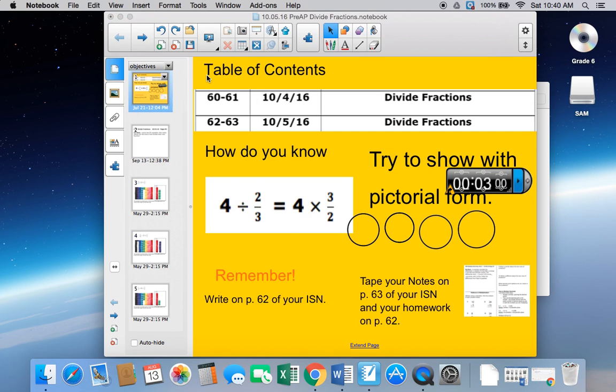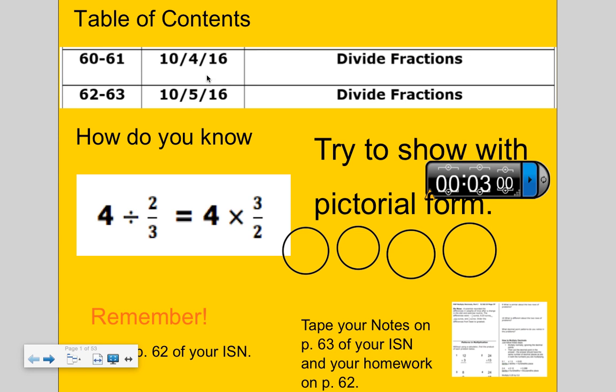This lesson is over how to divide a fraction by a fraction. Let's look at our number routine of how do you know. So we started off with 4 circles. So you have 4 divided by 2/3 is equal to 4 times 3/2. How do you know that these two are equivalent? Before you start talking about the mathematics, let's look at the pictorial model.